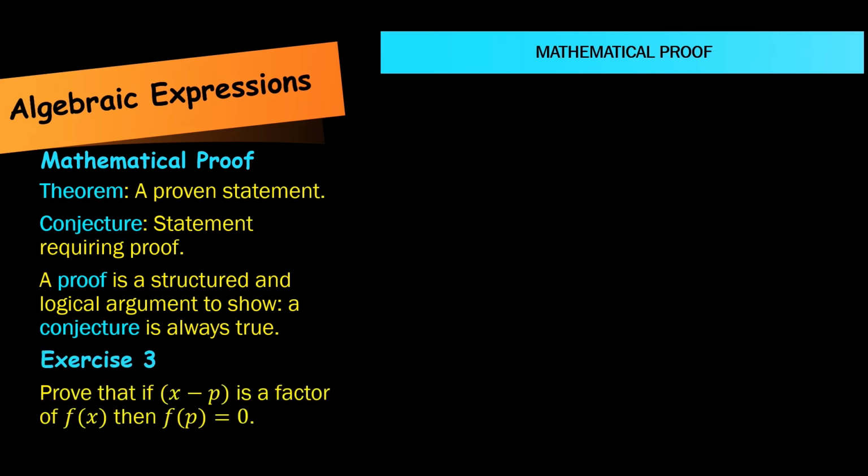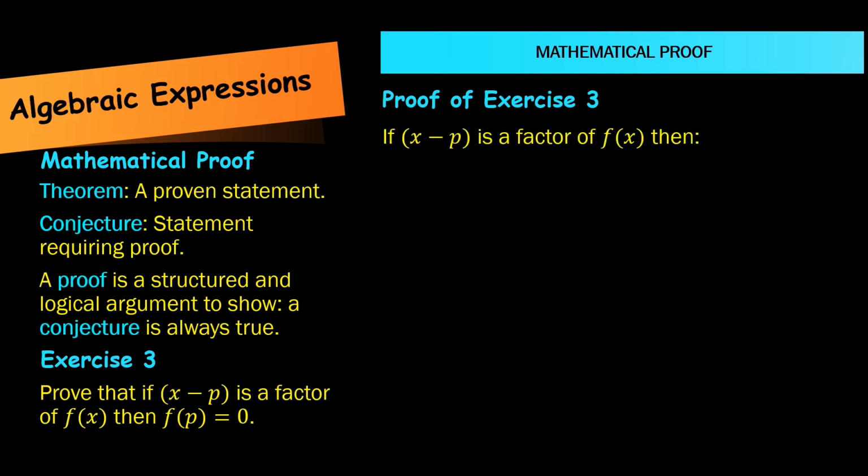Have a go at another exercise. Prove that if x minus p is a factor of f of x, then f of p equals 0. Pause the video and have a go. Press play when you're ready to view the solutions. So let's solve this.